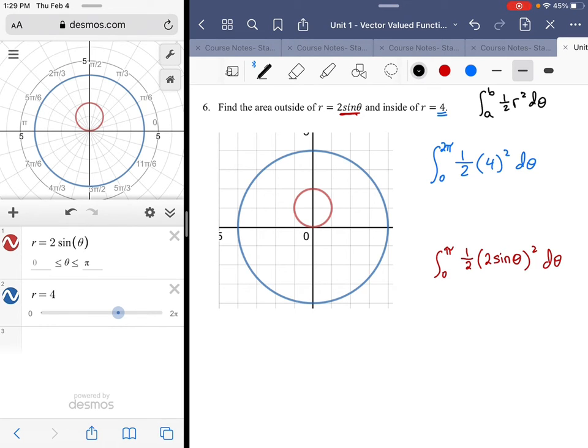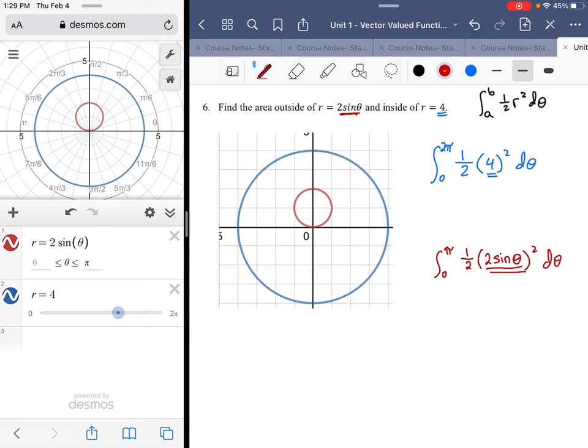So we have an r value of 4 for the first circle and an r value of 2 sine of theta for the second circle. Really it's just a matter of integrating these two functions. The question is, where do the bounds come from?